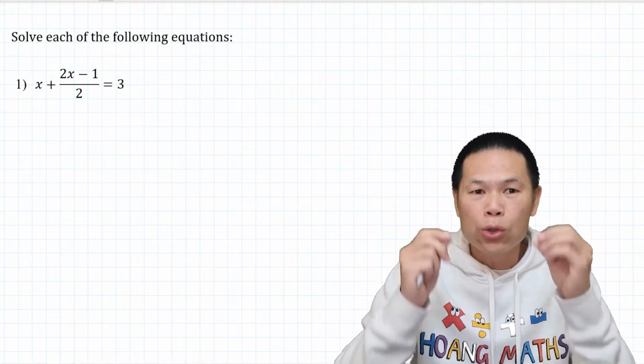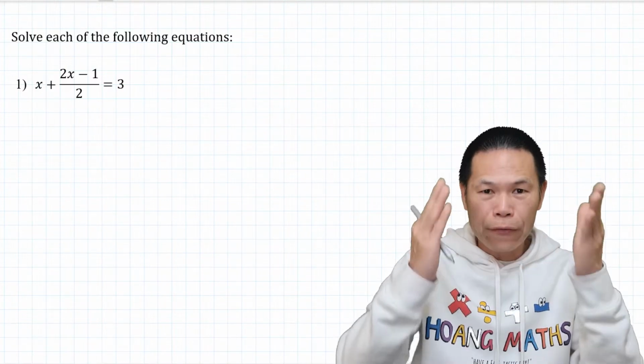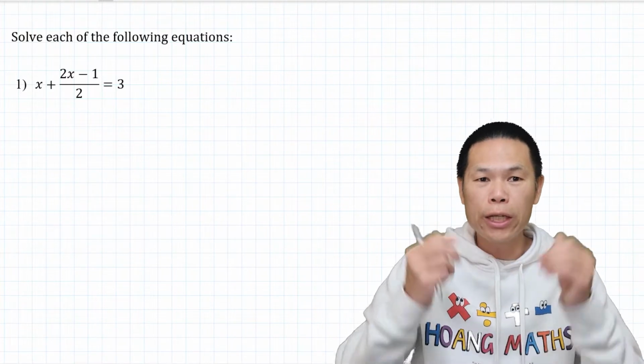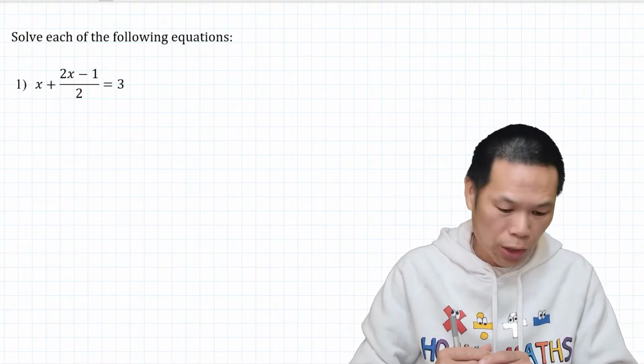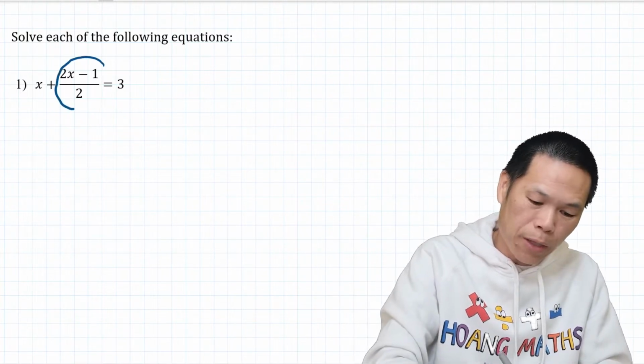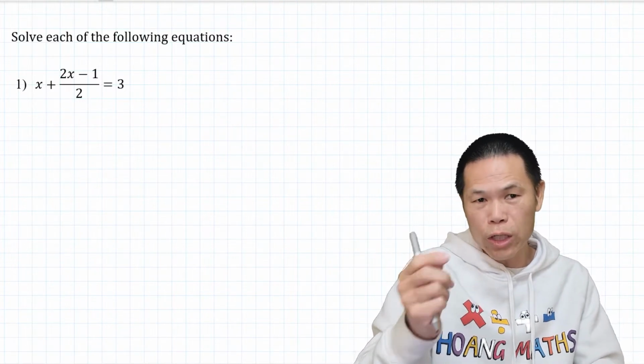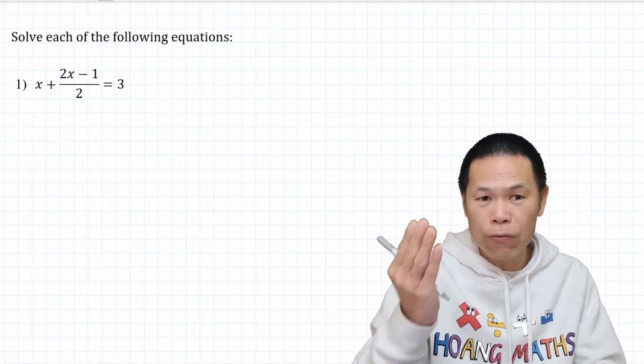First one. To solve these kinds of questions, the easiest way is to get rid of the fraction first. In this case, the fraction is this term here, and we need to get rid of the 2 first.